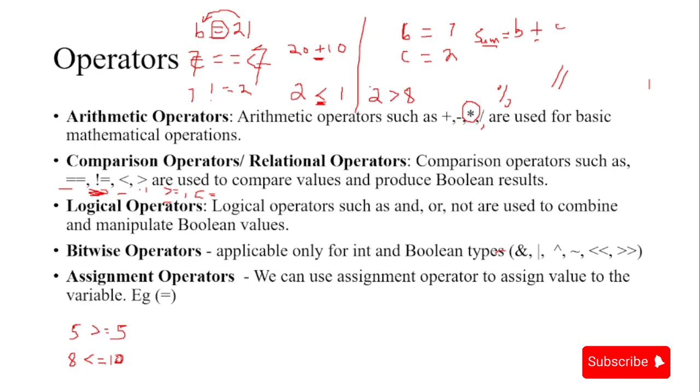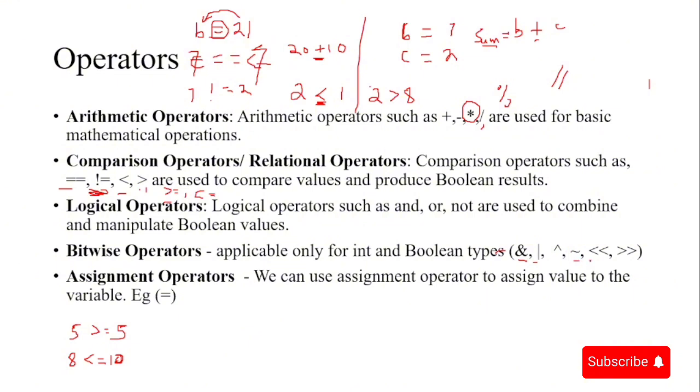Then we have the bitwise operators, which are applicable only for the ints and the Boolean types. So these are some of the bitwise operators. We have an and, we have a stroke, we have a raised v, I don't know what name we call it. I'm trying to recall the name. Then we have this, which we call the complement operator.